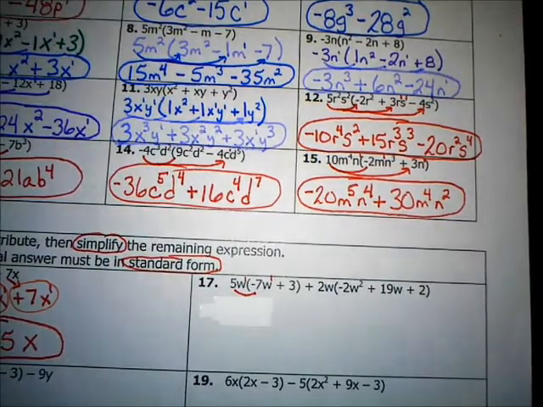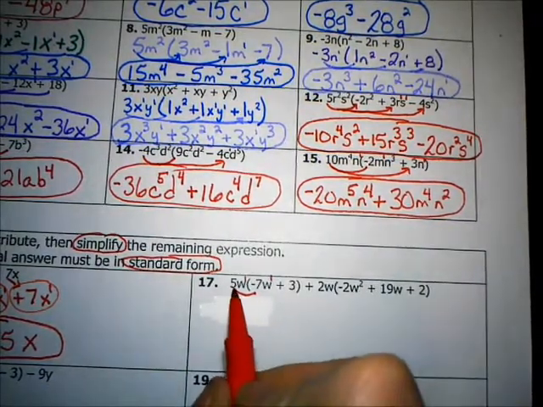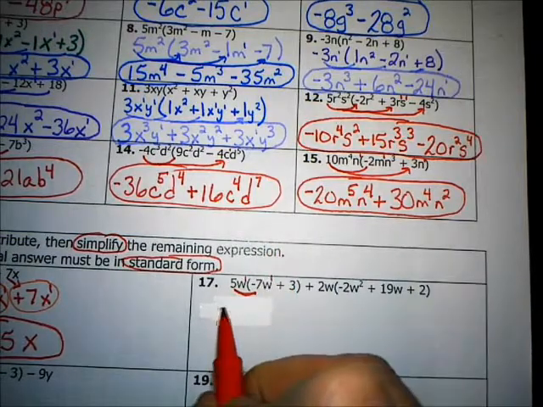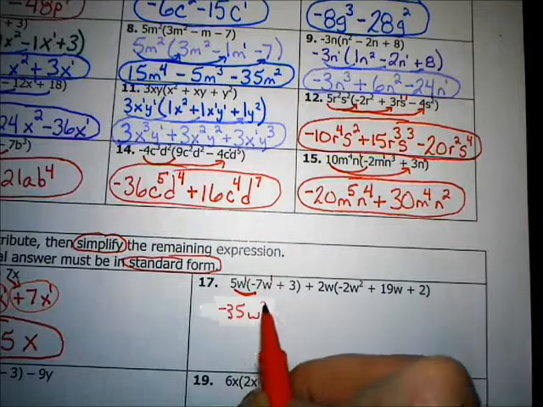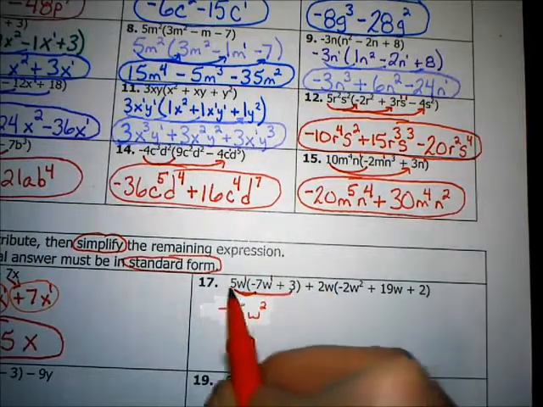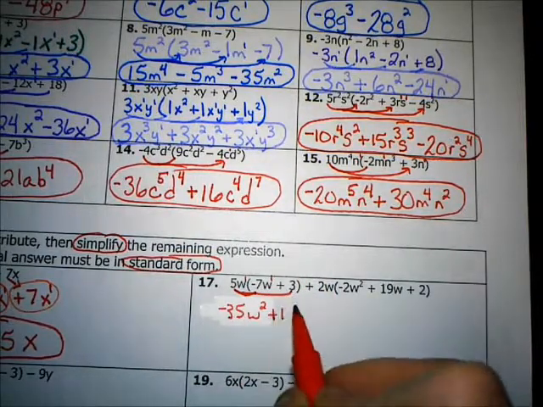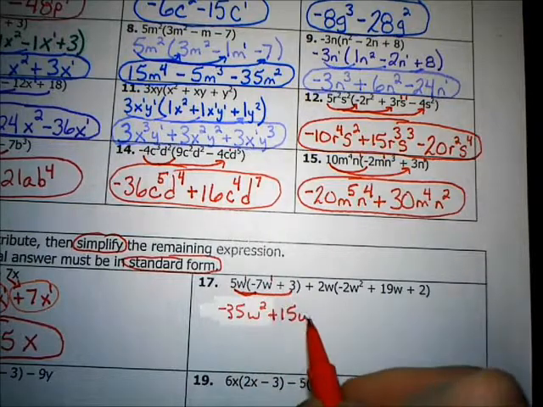Okay, here on 17, just multiply 5 times the negative 7 and I end up with negative 35. And W^1 and W^1 is now W squared. Let's go to the next term. 5 times 3 comes out 15, and I carry the W over.